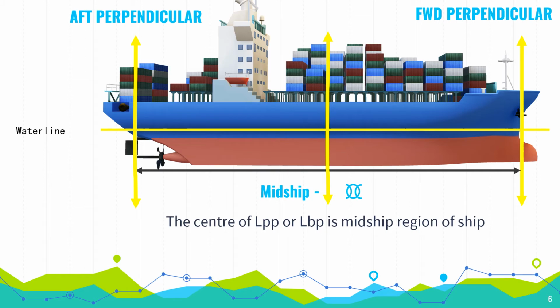Now, the center of length between perpendiculars is the midship region of ship. So these are the perpendiculars, aft and forward perpendiculars. We take the middle portion of it. So this is midship portion of ship, indicated by this symbol.